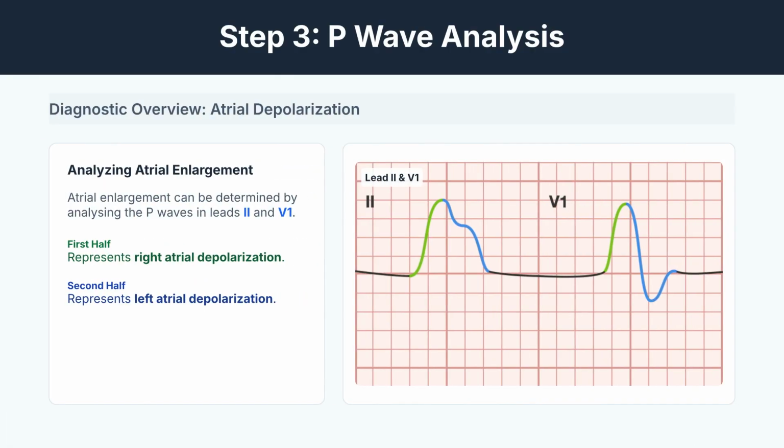Step 3 involves P-wave analysis, which represents atrial depolarization. This analysis helps detect atrial enlargement. The first half of the P-wave reflects right atrial depolarization, and the second half reflects left atrial depolarization.